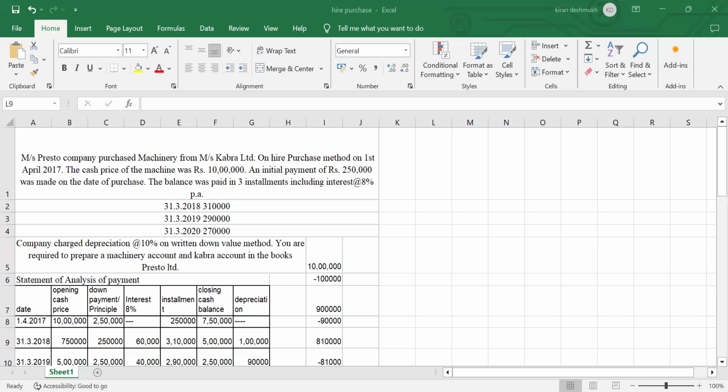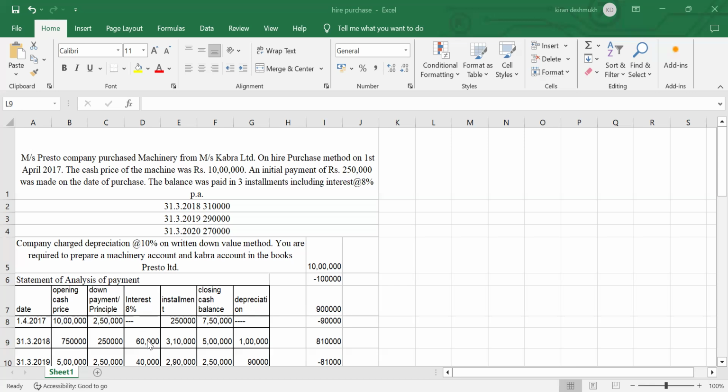7,50,000. This closing balance is transferred on the first day of the next accounting year, which will be 31st March 2018. Closing balance 7,50,000. On that day, we will be calculating interest at the rate of 8%. So 8% interest will be calculated on the given value of 7,50,000. We will get the interest amount 60,000.